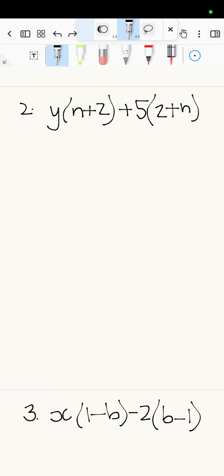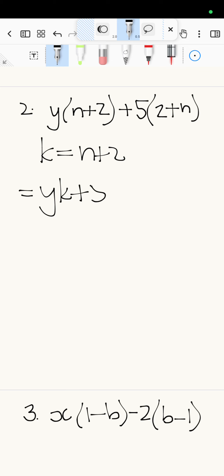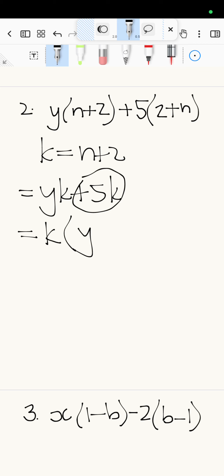So if you want to go use the k method, we can do that again. So let's say k is equal to n plus 2. That means this one and this one are both k. All right, so what do we actually have? We have yk plus 5k. Right, so the k is our common factor. K gets taken out. So this first term is divided by k, you are left with a y. The second term is divided by k, you are left with a plus 5.